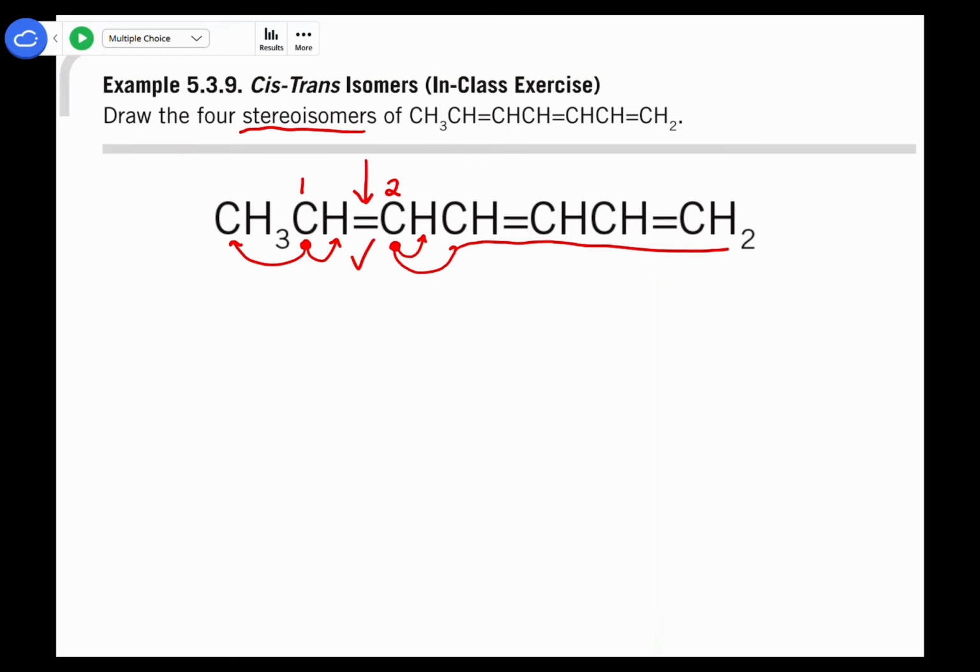Now I'm going to go to the next double bond. And I know that this one is a double bond between the carbon and the carbon, not the hydrogen. The carbon on the left is attached to hydrogen and the rest of the molecule. The carbon on the right is attached to hydrogen and the rest of the molecule. Hydrogen compared to the rest of the molecule and hydrogen compared to something else. Each carbon has 2 different substituents. Thumbs up, this one can have cis-trans isomerism.